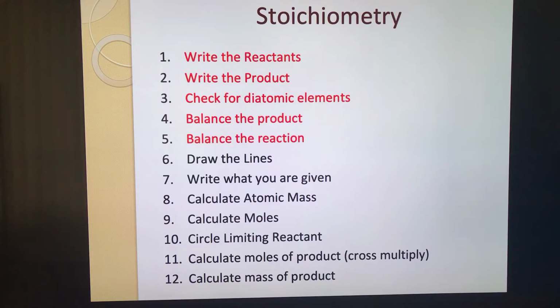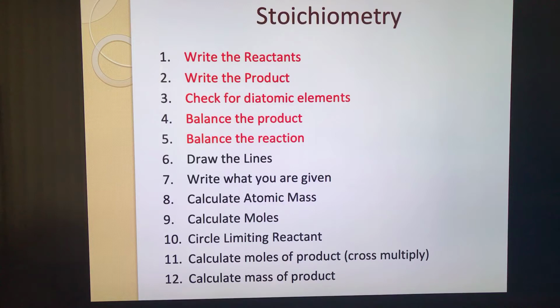Trust me. Number 6, you're going to draw some lines. It's a little art project. You're just going to draw some lines. Number 7, you're going to write some numbers about what amounts of each element or molecule we're starting with. I give those to you in the problem. Like I might say, we're starting with 21 grams of lithium, like I did in the starter. And that's what I mean by write what you are given.